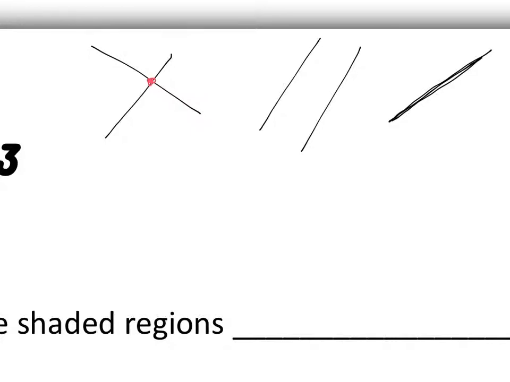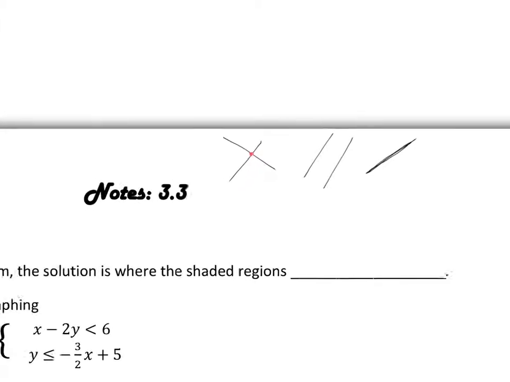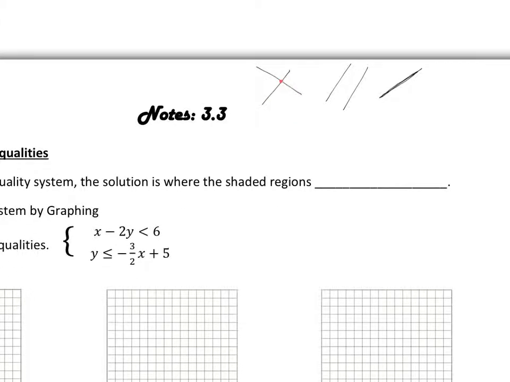Alright, so we are going to keep graphing today, but instead of graphing equations, we're going to graph inequalities. So that means the lines are either going to be solid or dashed, and we're either going to shade above or below. Now what happens is, since we're doing 2 inequalities, the solution is going to be where the shaded regions overlap.